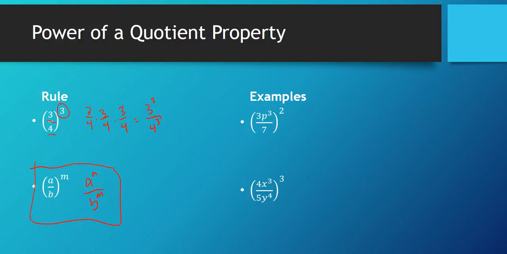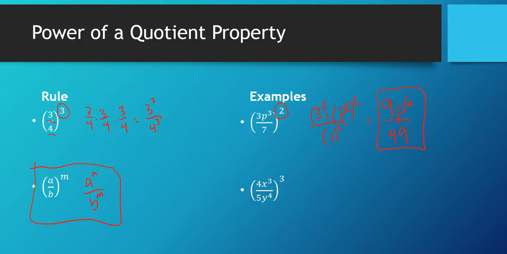So let's try a couple of examples of that. So my exponent is 2. I need to make sure it gets to every term. So I have 3 to the 2nd, p to the 3rd to the 2nd, and 7 to the 2nd. So I need to do each of those. So 3 to the 2nd we know is 9. P to the 3rd to the 2nd, two exponents again, we multiply those. We get 6. And 7 to the 2nd is 49. Now if 9 over 49 could be reduced, you would make sure you did that.